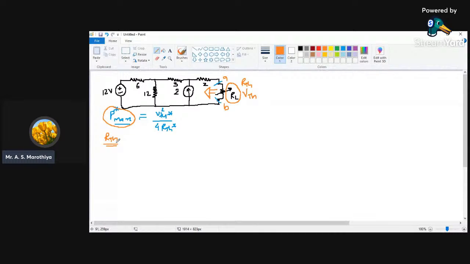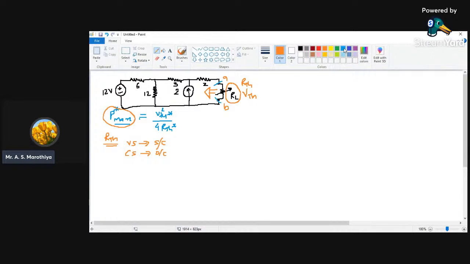So let us try to first calculate the value of this RTH. Now see here, in order to calculate RTH, we need to apply the deactivation rule. That means whatever independent sources are available in the circuit, we need to deactivate them. And I told you that if we are dealing with a voltage source, we need to deactivate it by short circuit condition. And if we are dealing with a current source, we need to deactivate it by open circuit condition.